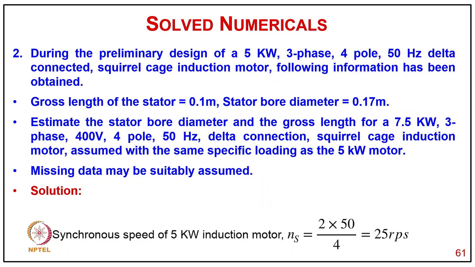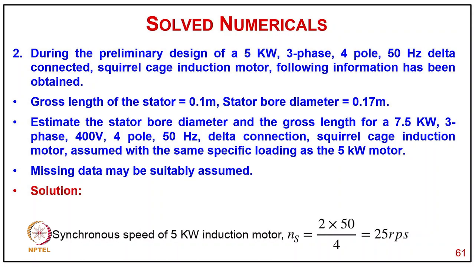Now, coming to the second solved example. During the preliminary design of a 5 kilowatt, 3 phase, 4 pole, 50 hertz, delta connected squirrel cage induction motor, the following information has been obtained: gross length of stator 0.1 meter, stator bore diameter 0.17 meter. Estimate the stator bore diameter and gross length of a 7.5 kilowatt, 3 phase, 4 pole, 400 volt, 50 hertz, delta connected squirrel cage induction motor. Assume the same specific loading as the 5 kilowatt motor, and missing data may be assumed.